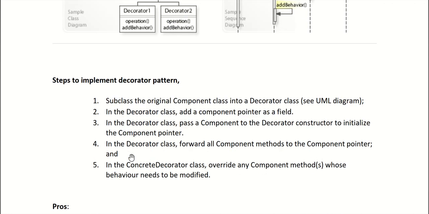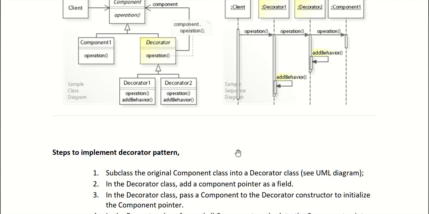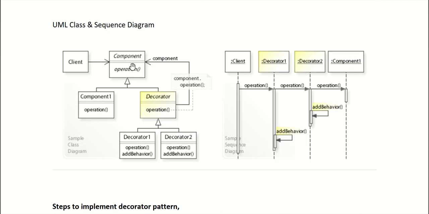Now, in the decorator class, forward all component methods to the component pointer. So whenever I call the method operation on my decorator, what I'm doing is simply calling component dot operation. That's it. Simply I'm forwarding the request to the component. So this is an abstract base class. Don't get confused on what additional features we are adding. No, this is just an abstract base class.